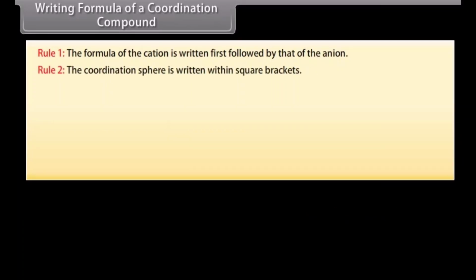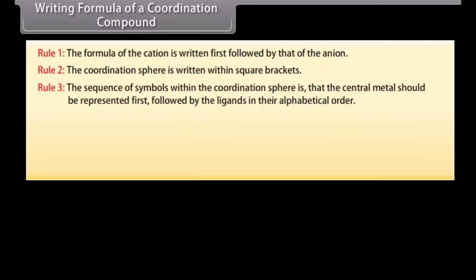Rule 2. The coordination sphere is written within square brackets. Rule 3. The sequence of symbols within the coordination sphere is that the central metal should be represented first, followed by the ligands in their alphabetical order.